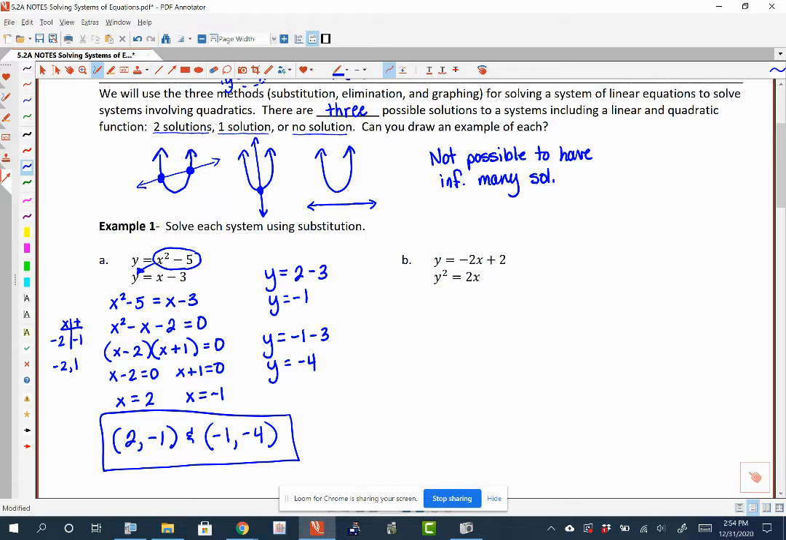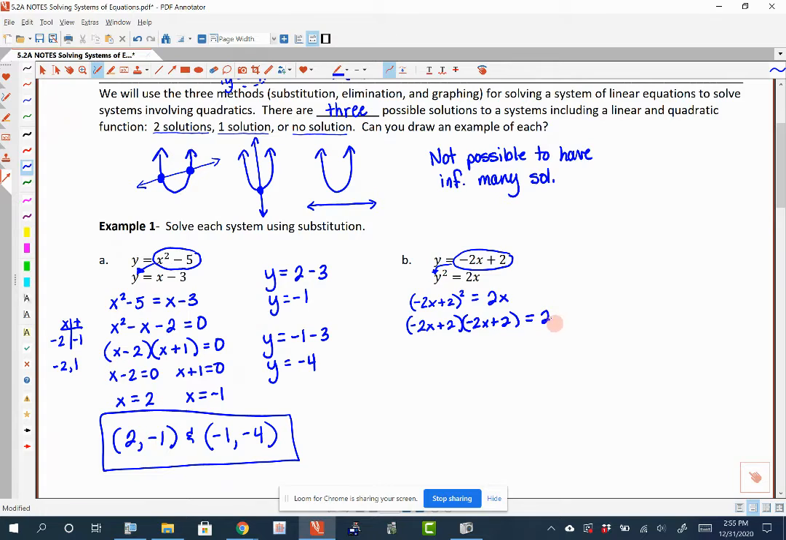Now this one's kind of similar, except we have a y in the first equation and a y squared in the second. So just like I did in the last one, I'm going to substitute into the second equation here, but notice my y is being squared. So as I substitute, my parentheses become super important because I have to square what I've substituted in.